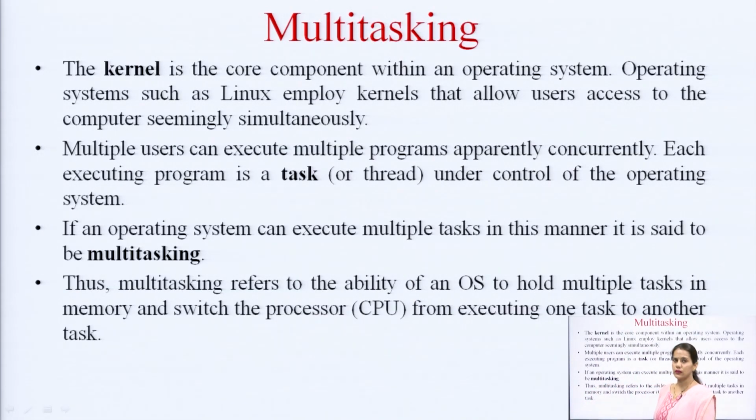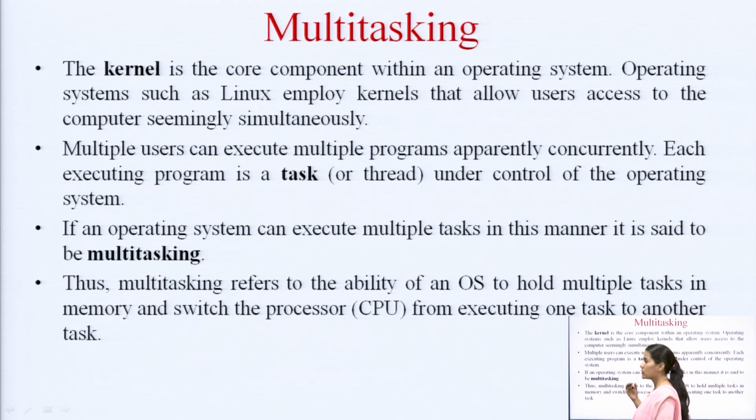Now, we come to the term multitasking. So, we are clear about multiprocessing, that in multiprocessing systems there are multiple processors, that is the CPUs, available within a single system. Now, we will talk about multitasking. This is not the case with multitasking. In multitasking there are not multiple processors available.